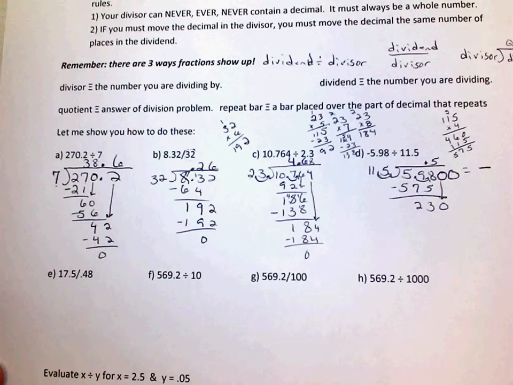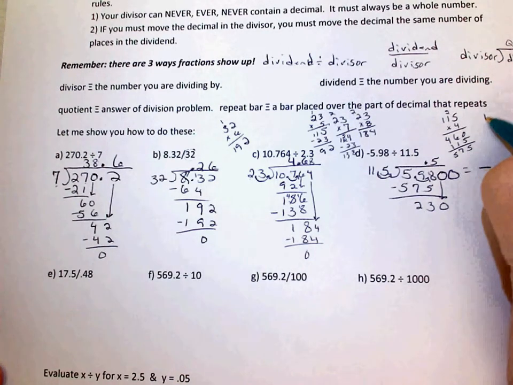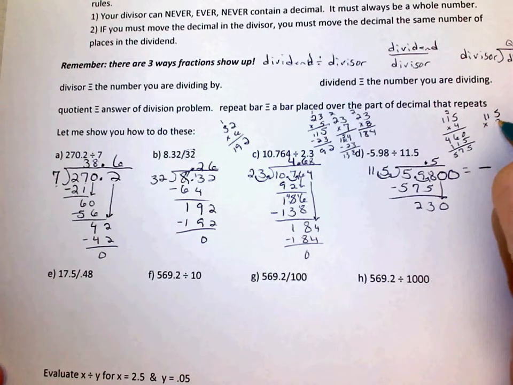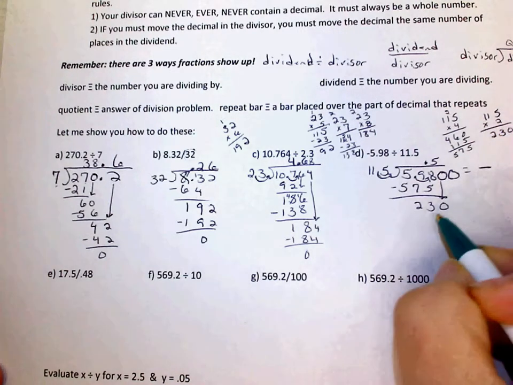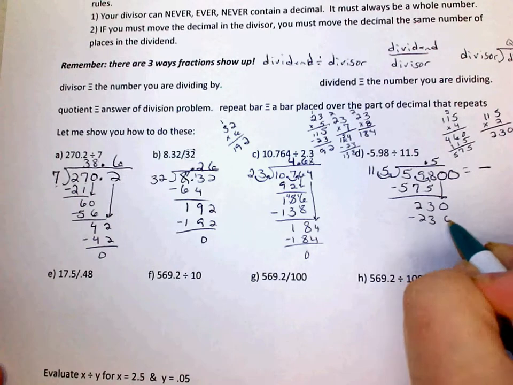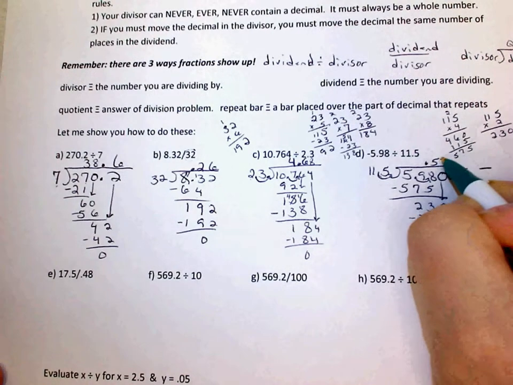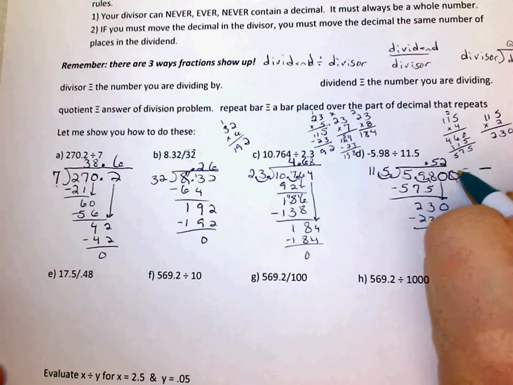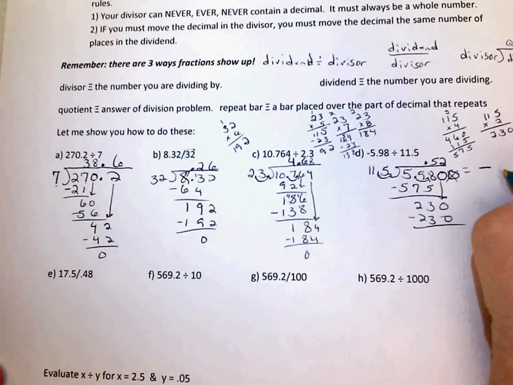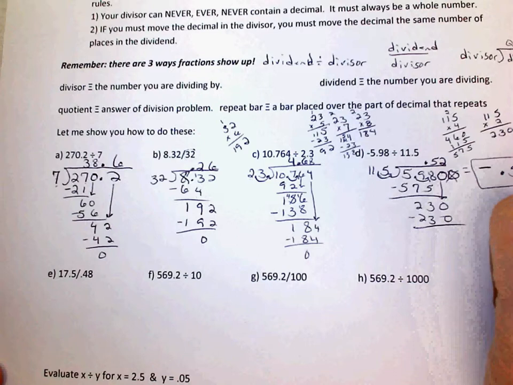Now, 115 times 2 gives us 230. Yay! So minus 230. Is it okay that we didn't use this last 0? Yes, it is. So this answer looks like negative 0.52.